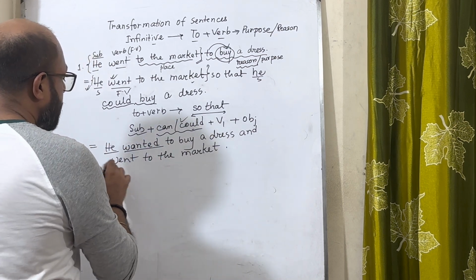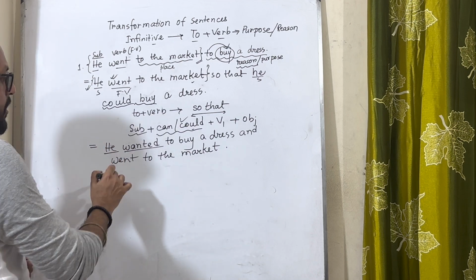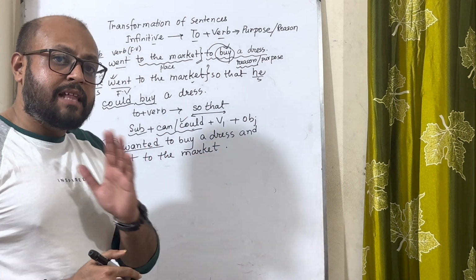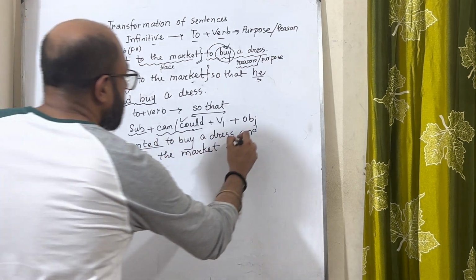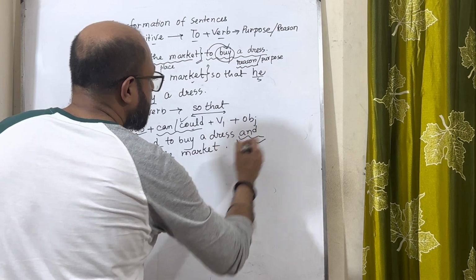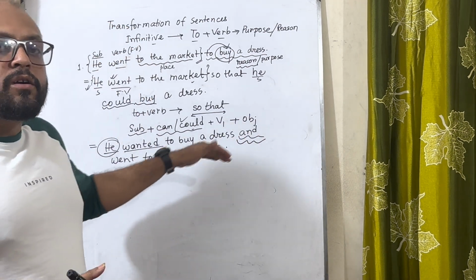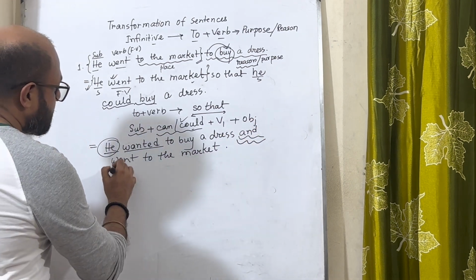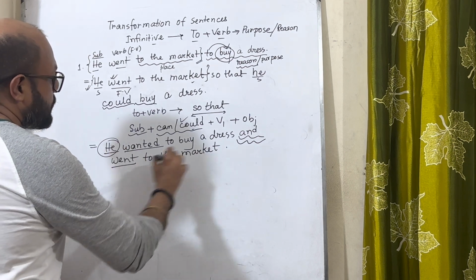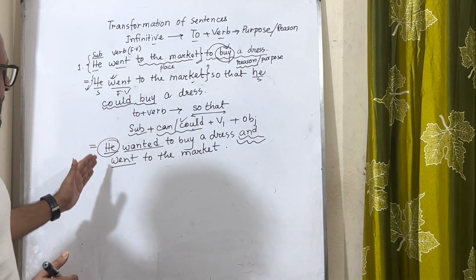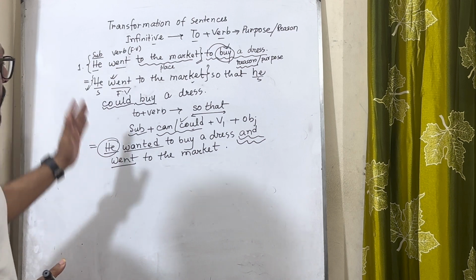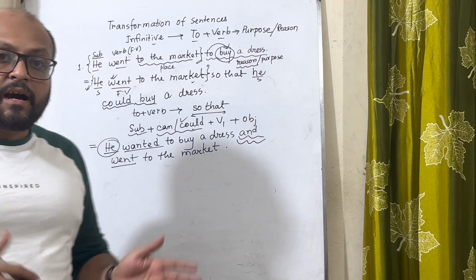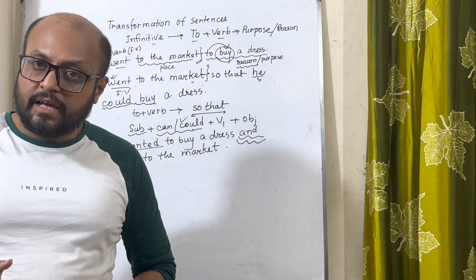In the second principal clause, there is no subject because the same person is doing both the actions, and that is the thing when we are adding with a coordinating conjunction. When we are adding something with a coordinating conjunction, we do not repeat the similar subject, and that's why we eliminate it or leave it and just start from the verb portion: went to the market. So the sentence sounds like this: he wanted to buy a dress and went to the market.